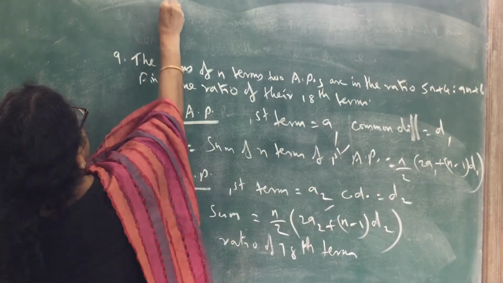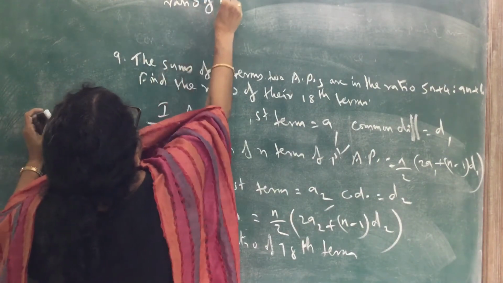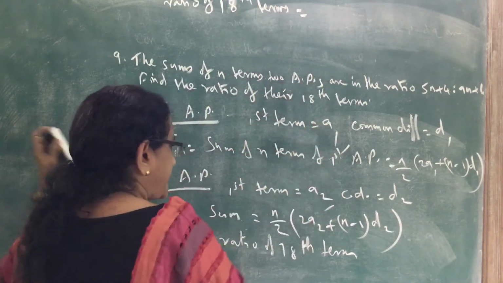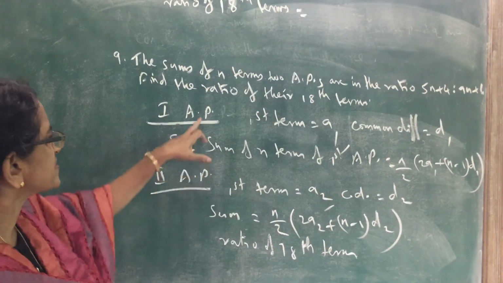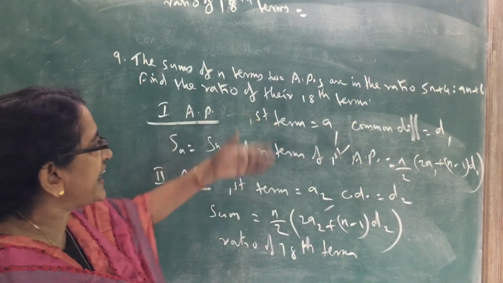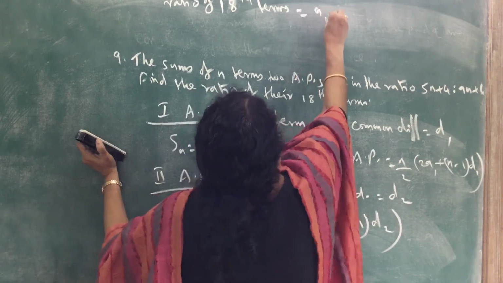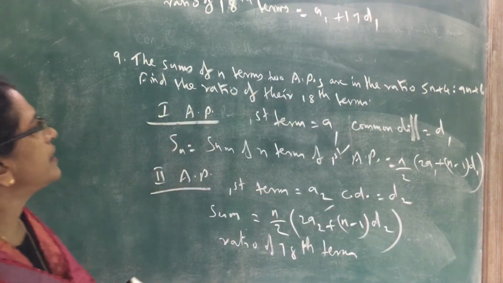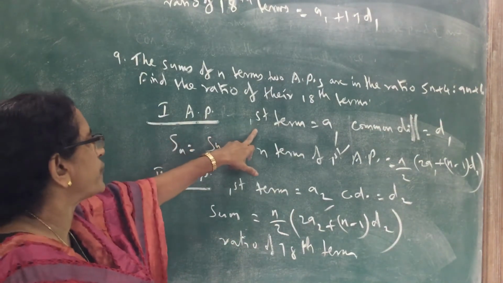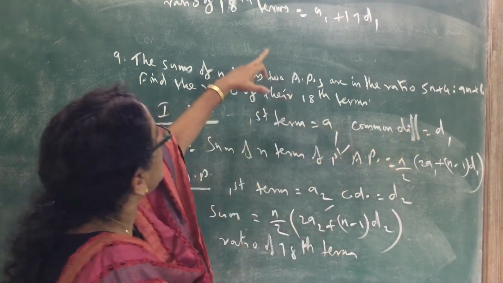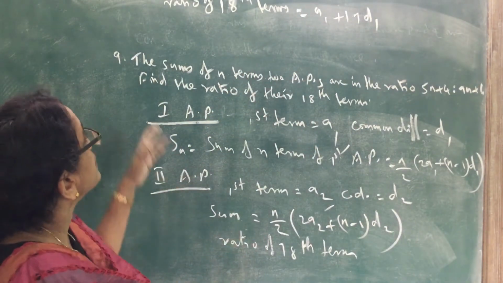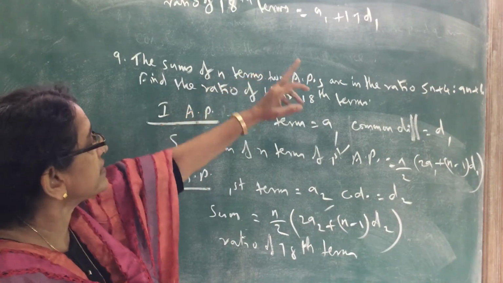So, ratio of 18th terms. Ratio of 18th terms means, what is the 18th term of the first AP? For the first AP, first term a1, common difference d1. So what is the 18th term? The 18th term is a plus 17d. Here the first term is a1 and the common difference is d1, so in place of a write a1, and in place of d write d1. So a1 plus 17 d1 is the 18th term of the first AP.